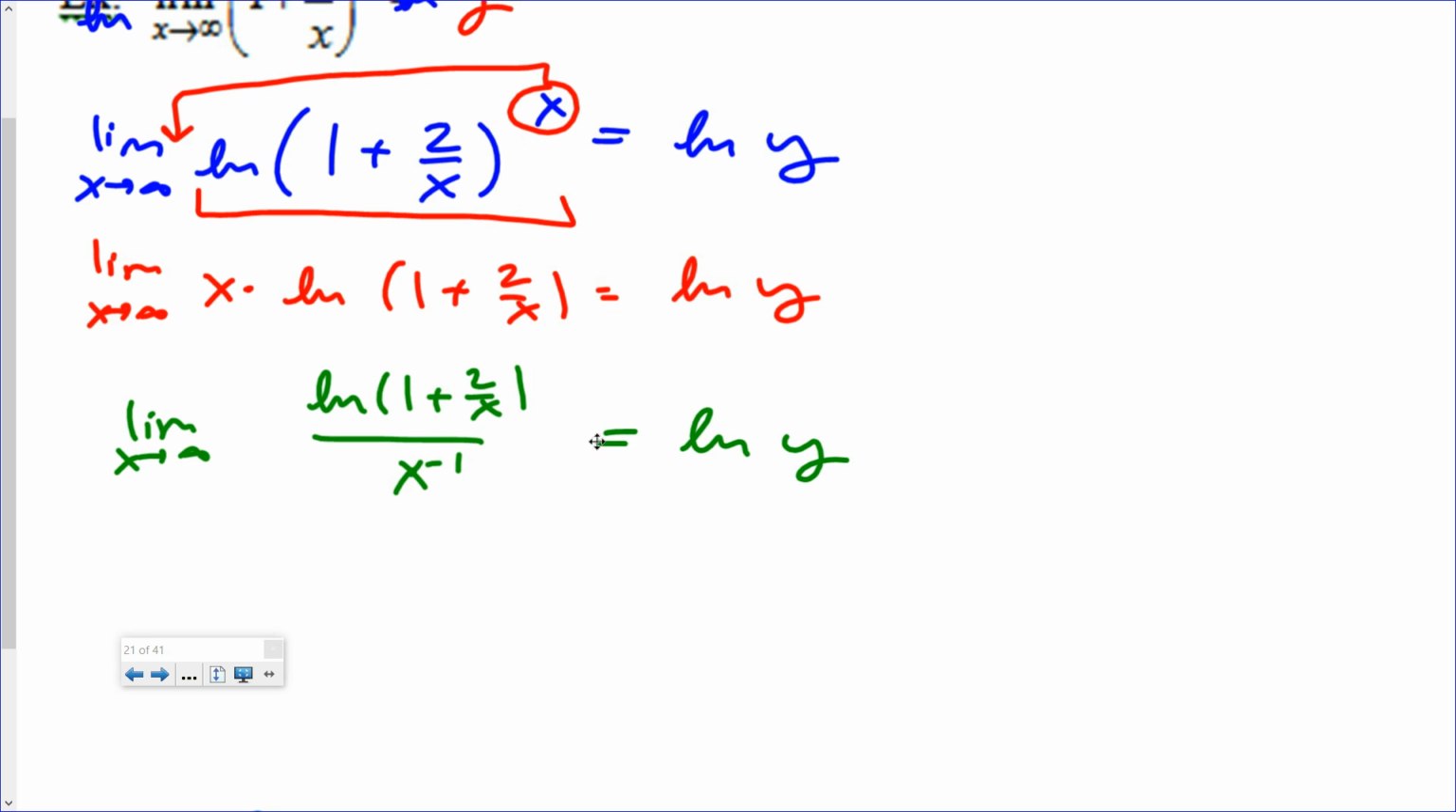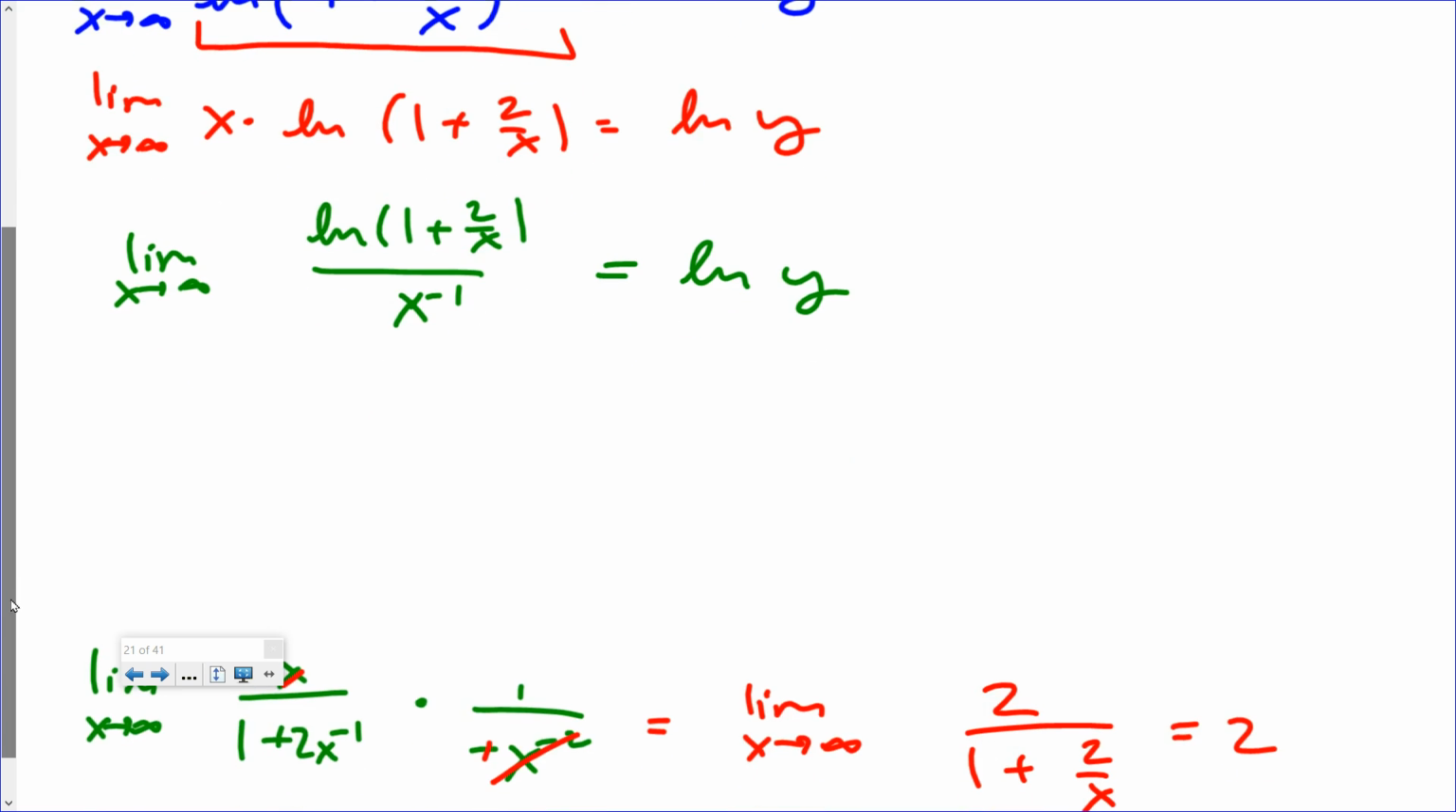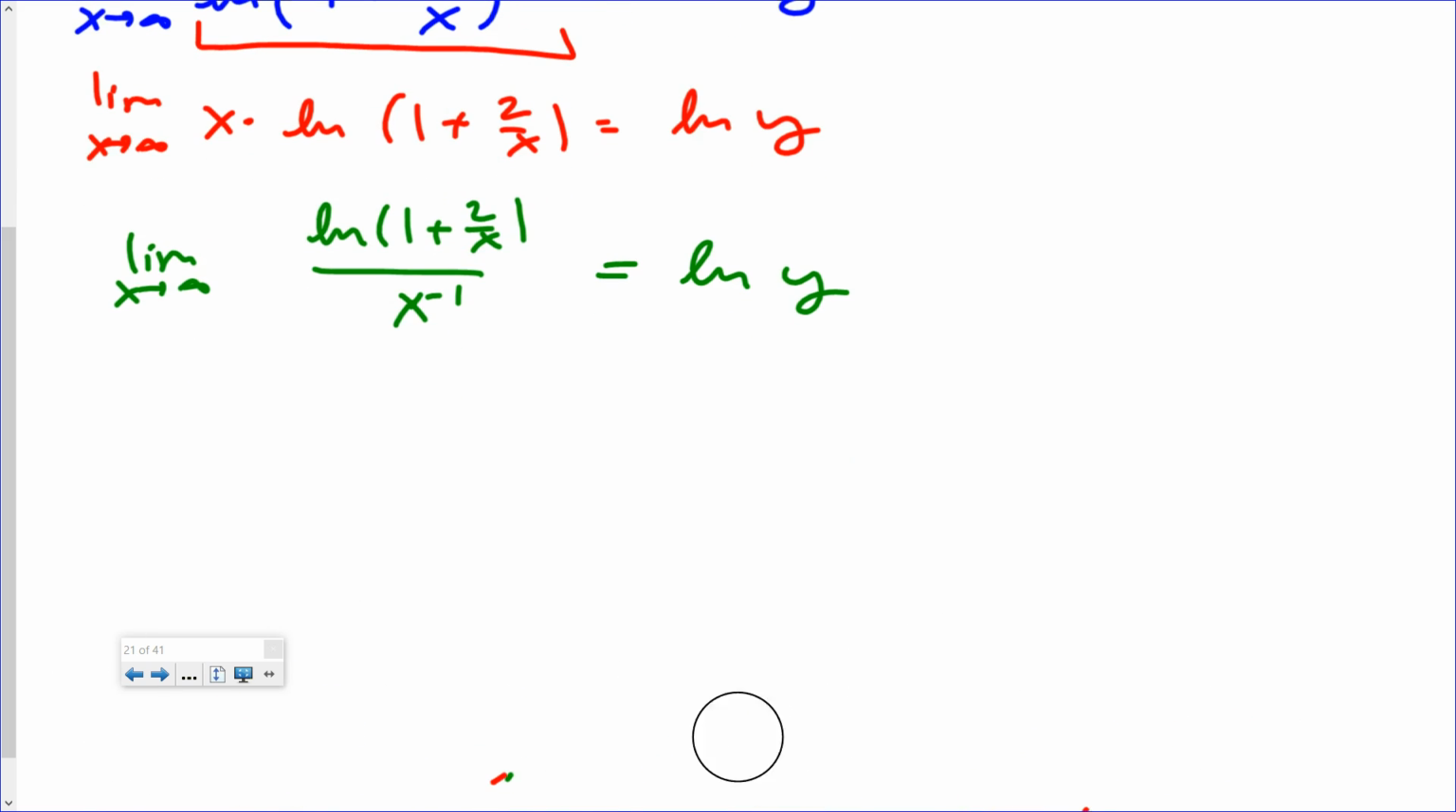And this will be equal to ln of 1. All right, so what I'm going to do is plug in infinity now. If I plug in infinity, let's see what I get. This will be infinity here. And this is really 1 over x, right? So this would be 1 over infinity. You guys agree with that? 1 over x, 1 over infinity.